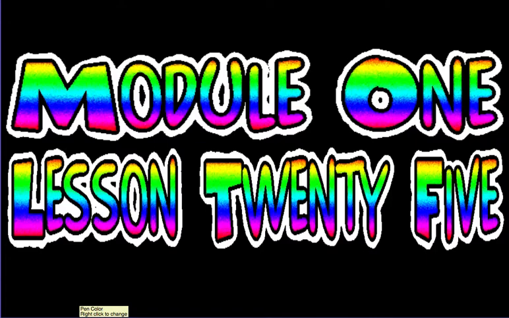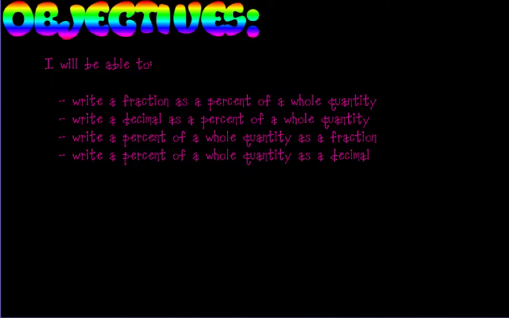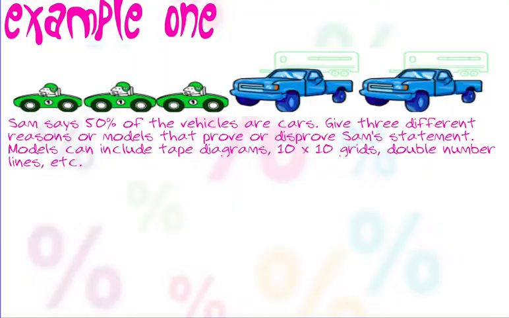After today's lesson, I would like you to be able to write a fraction as a percent of a whole quantity, write a decimal as a percent of a whole quantity, write a percent of a whole quantity as a fraction, and write a percent of a whole quantity as a decimal. So we're going to be doing a lot of converting between fractions, decimals, and percents. So it's really important that we remember percent means per 100. That's really going to help us when we are trying to turn it into fractions and decimals. Those base 10 numbers are really fantastic to work with.